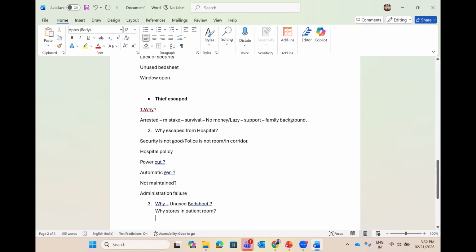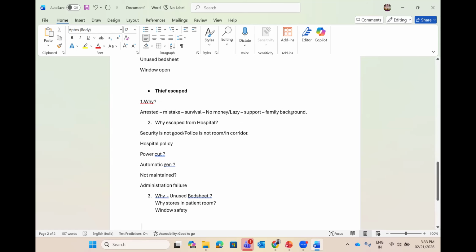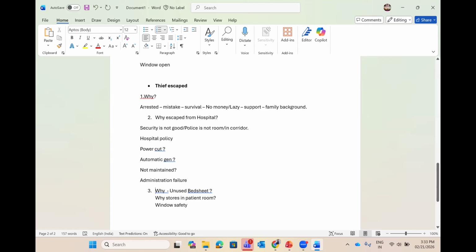Why does the window not have any grill or window safety, right? Window safety is not there. Without window safety, you cannot break it and then leave, right? So there is an opening. This guy planned to use that. So this will become three branches: first branch, second branch, and then third branch. The window is not safe, and the arrangement of the unused bed sheets is not correct.